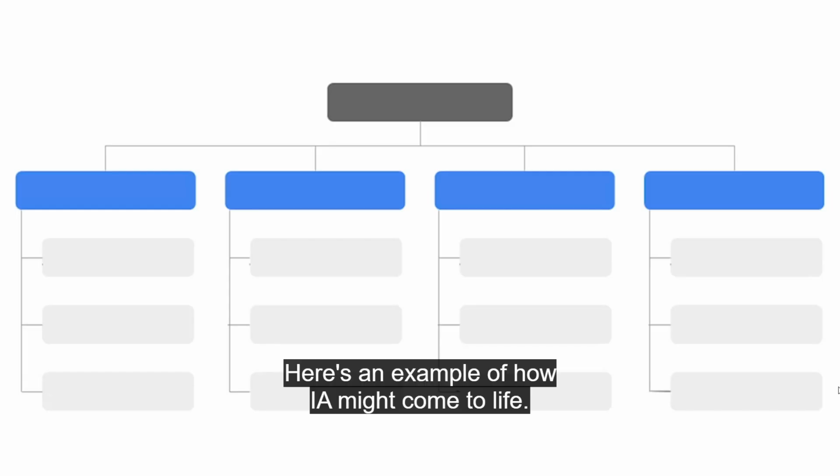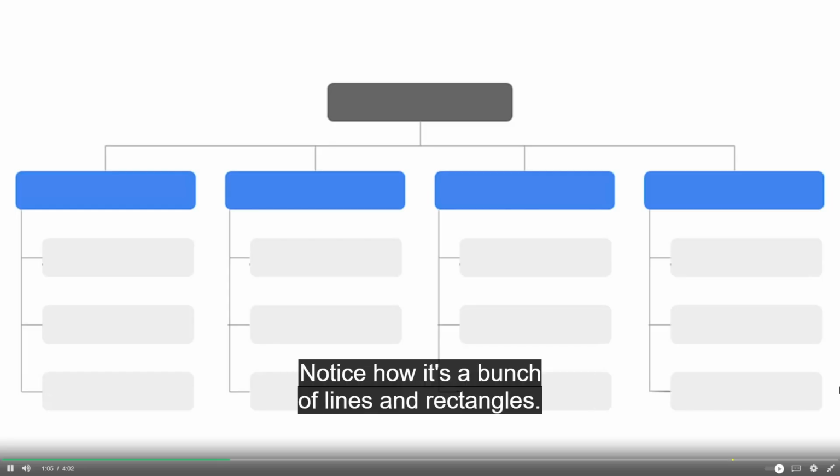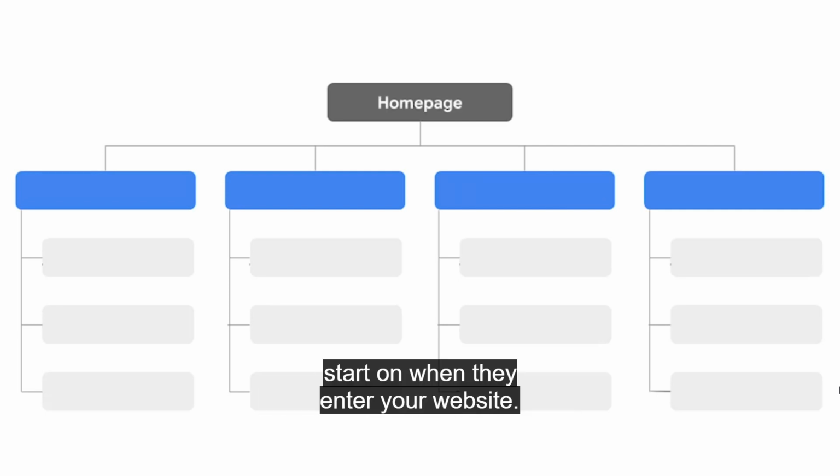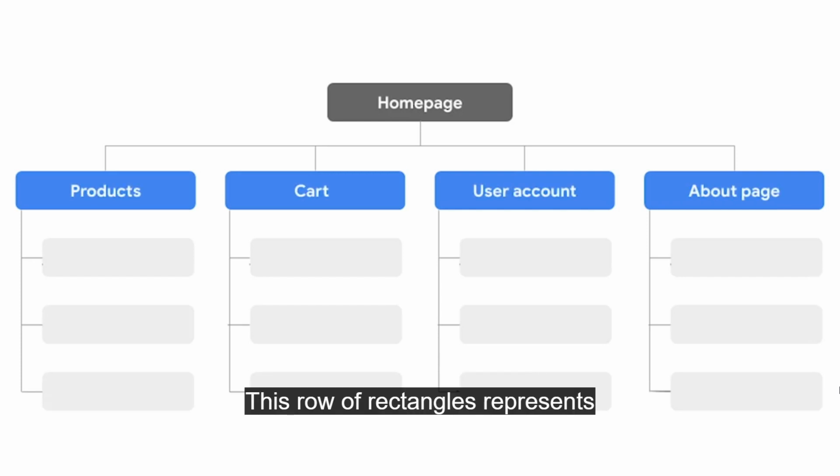It's like a map. Here's an example of how IA might come to life. Notice how it's a bunch of lines and rectangles. The rectangle at the top might represent the homepage because it's the page you want users to start on when they enter your website. Below the homepage is a row of rectangles that are each attached to the homepage by a line. This row of rectangles represents the different sections of your website.